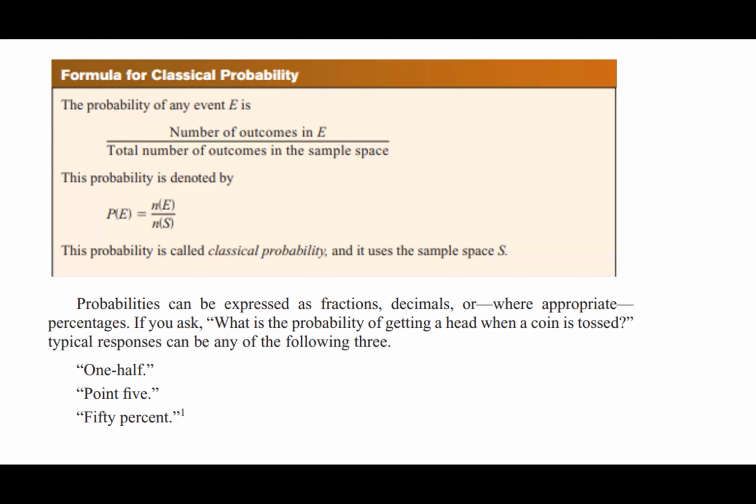The formula for classical probability: the probability of an event is the number of outcomes in the event over the total number of outcomes in the sample space. This is called classical probability. Probabilities can be expressed as fractions, decimals, or, where appropriate, percentages. If you ask what is the probability of getting a head when a coin is tossed, typical responses can be any one of three: one half, 0.5, or 50%. These are all correct answers.